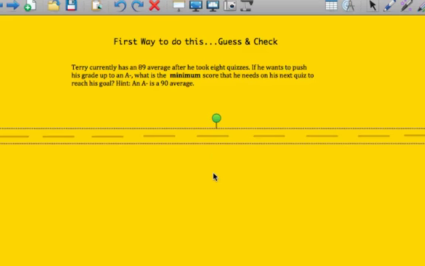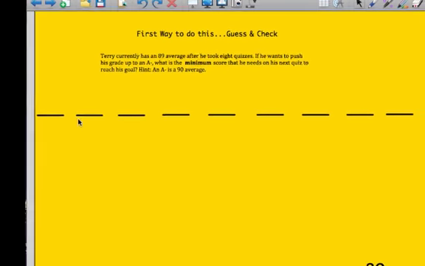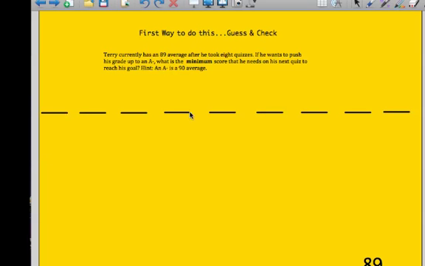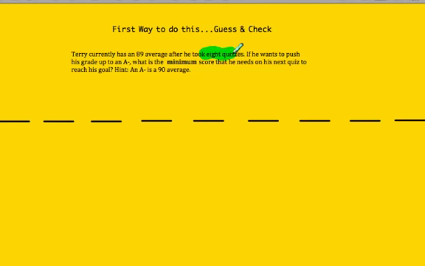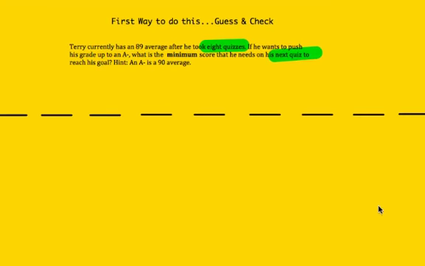So I'm going to create a template for myself, and you'll see here I've created 1, 2, 3, 4, 5, 6, 7, 8, and then a 9th space. Reason for that, he took 8 quizzes. He took 8 quizzes, it's right there. And then he also is going to take another quiz. His next quiz will make it 9 quizzes. That's why I made 9 spaces.